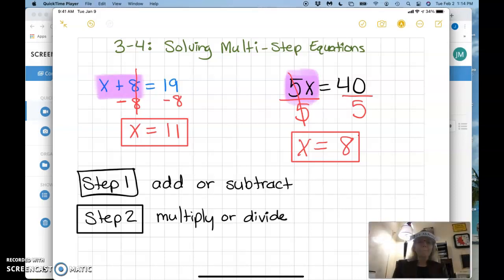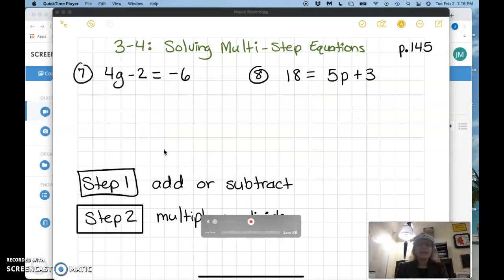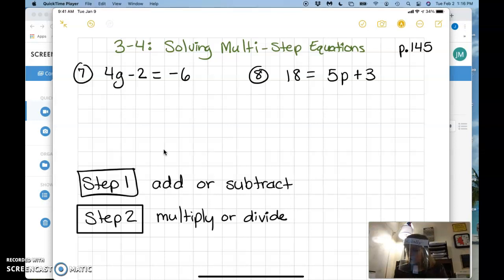So, step 1, add or subtract. Step 2, multiply or divide. So copy this down. I'm going to be right back with some more examples. So, today we are solving multi-step equations. And here are our first two examples.